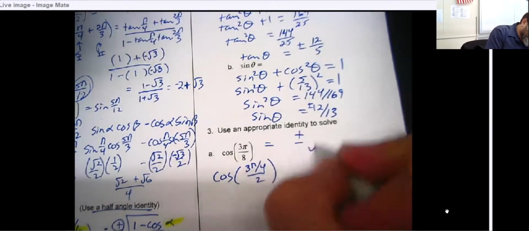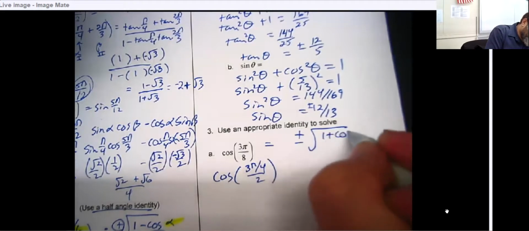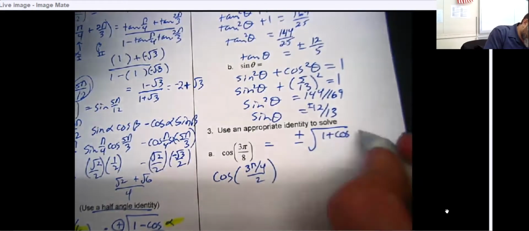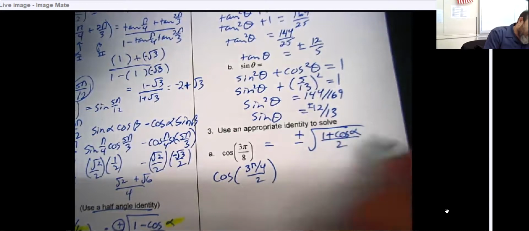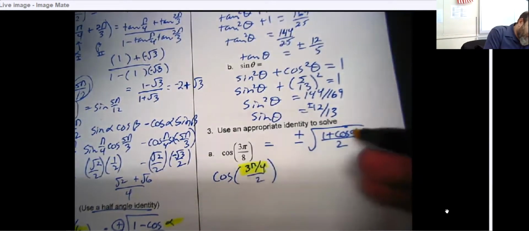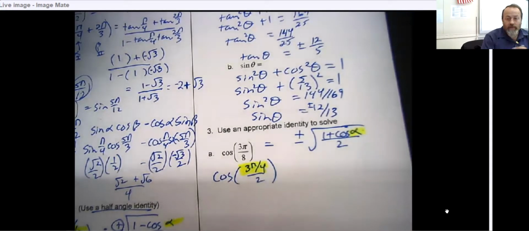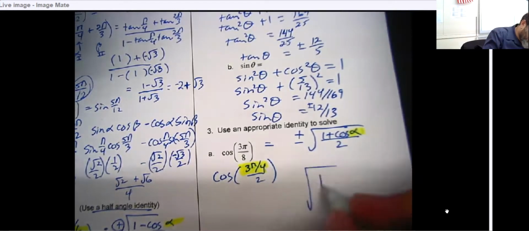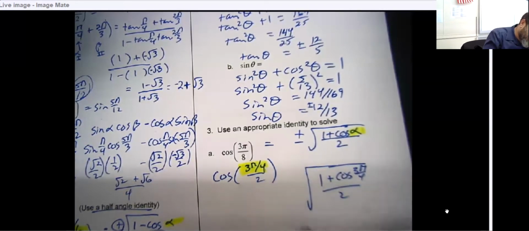So we need to come over here and use that identity, which is the 1 plus the cosine of whatever angle it is divided by 2. But in case you didn't catch that, the angle that I'm going to be referring to is that 3 pi over 4, because I don't know how to do 3 pi over 8. Now, I know then that if I have the cosine of 3 pi over 4, that's a fairly simple one to do. We've done that a few times.